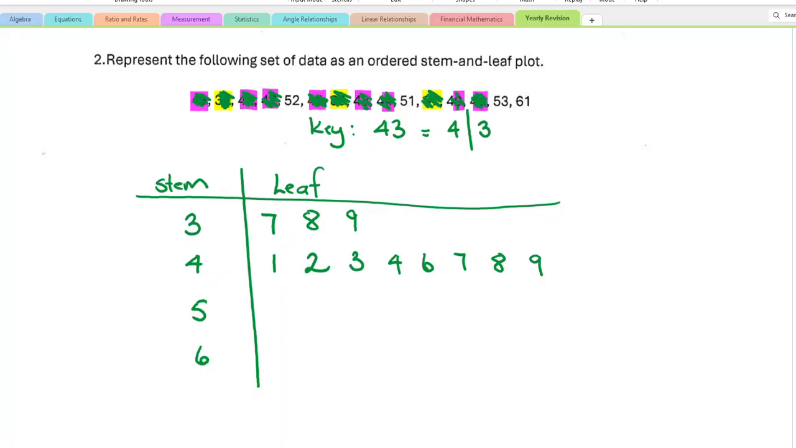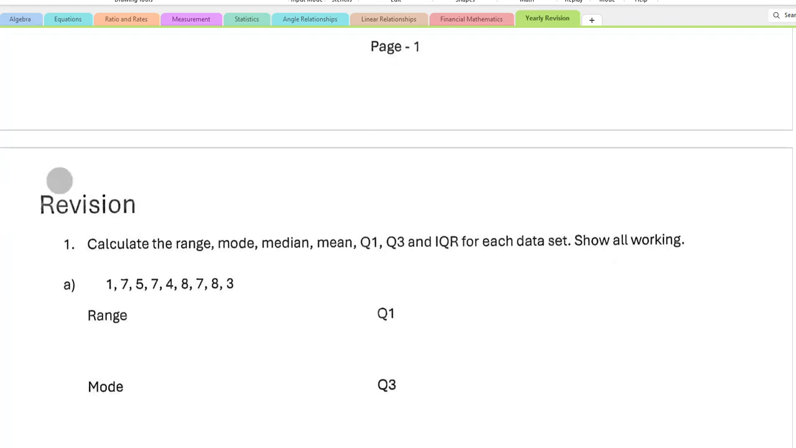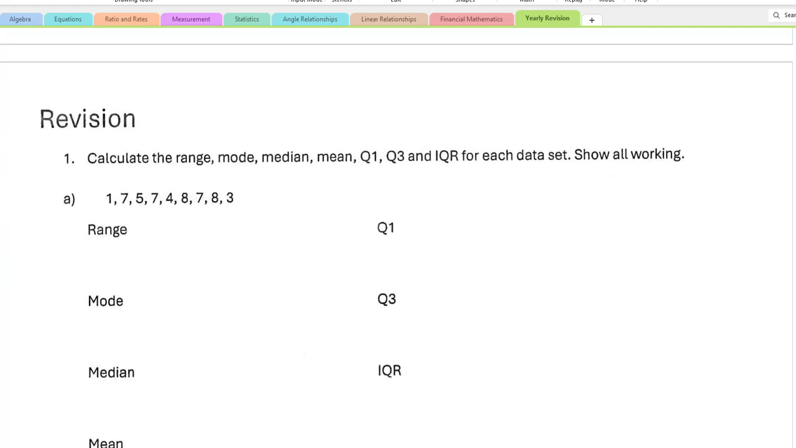Now we want to go to the 50s. We have 52, 51, and 53. The smallest is 51, so 5 is in the stem, 1 in the leaf. 52 and 53. So the 50s are done. And there is only one number in the 60s, so 61. And that is how you draw a stem and leaf. Okay, time for you to have a try. Please do the revision questions starting on the next page.